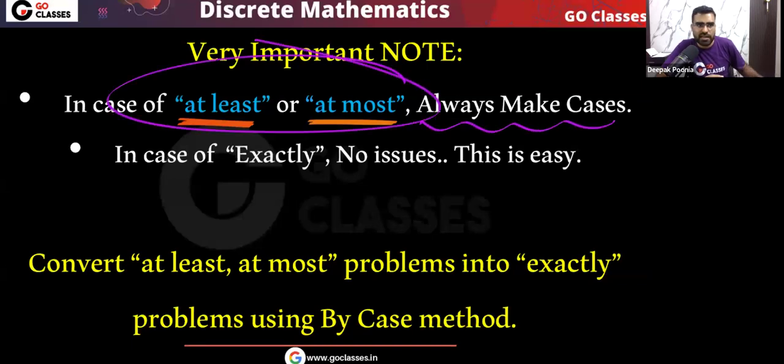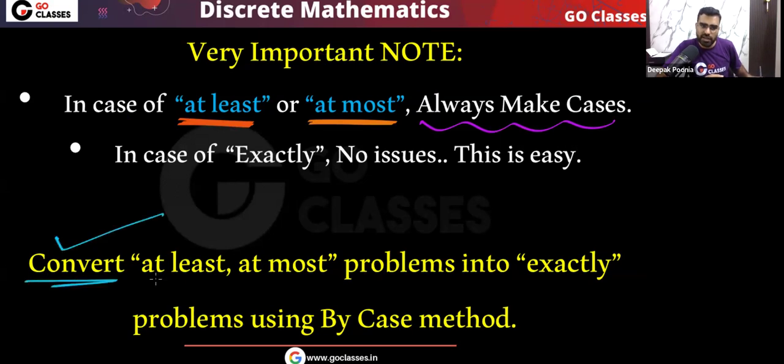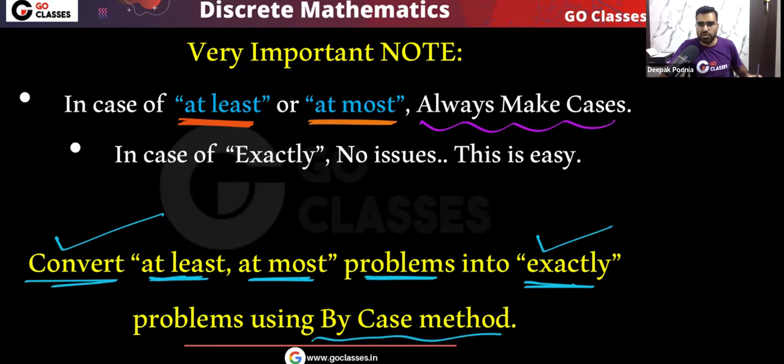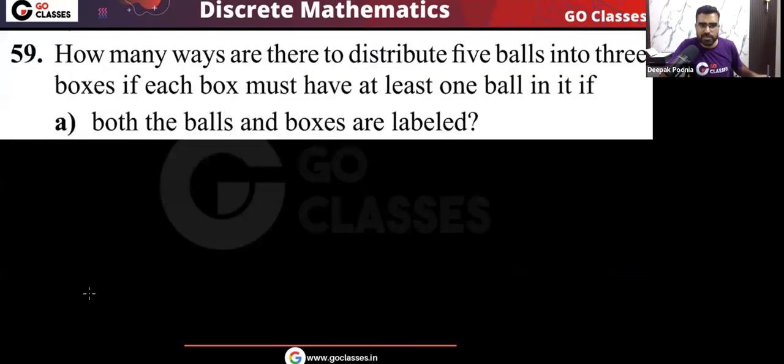Basically, you convert this "at least" to "exactly". Yes or no? Read this line: convert "at least" questions and "at most" questions. Convert these questions into "exactly" problems using the by-case method. So here also we are going to use the by-case method and we will create cases.